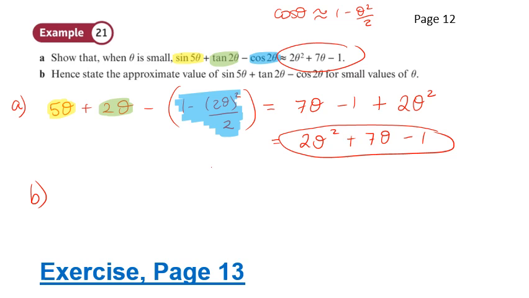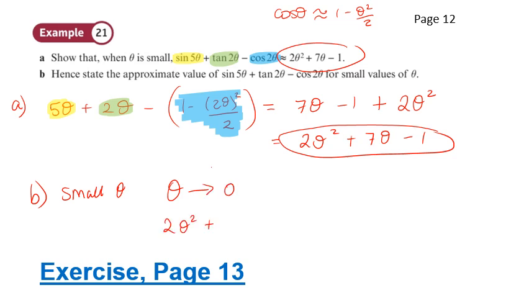In part B, it says, hence state the approximate value of sin 5 theta plus tan 2 theta minus 1 plus 2 theta for small values of theta. So what they want us to do in part B is go one step further, and make theta very, very small. Well, if we make theta very, very small, the smallest we could make theta would be 0. So let's allow theta to tend towards 0.